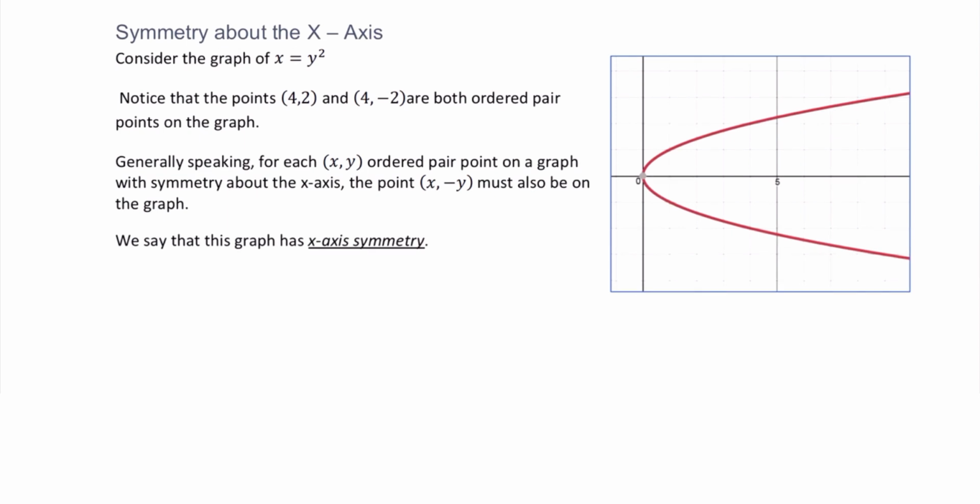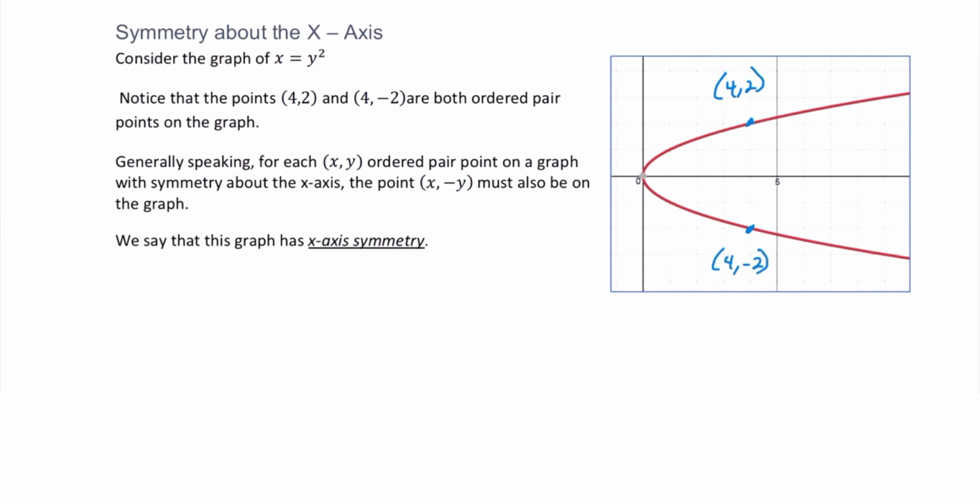For symmetry about the x-axis, again, visually, we can see that if you folded your screen or folded your paper along the x-axis, those two curves would lie directly on top of each other. That's how we know we have symmetry about the x-axis. Notice the point (4, 2) is on the graph. And since we have symmetry about the x-axis, (4, -2) is also there.